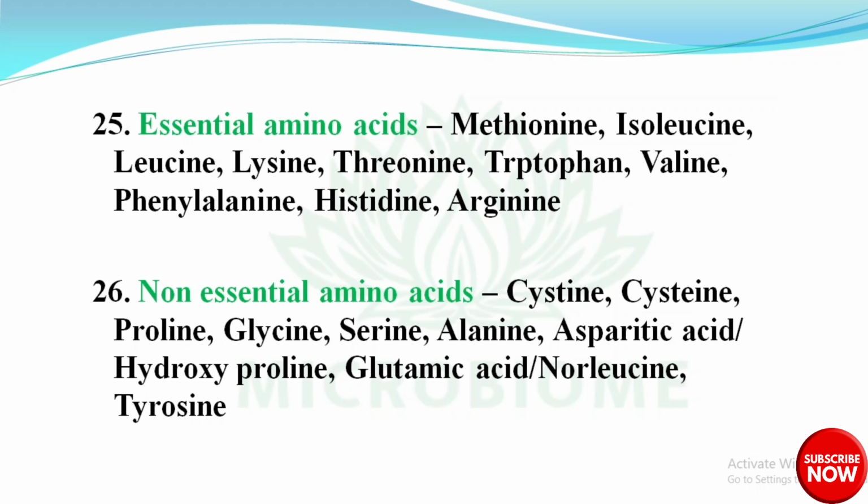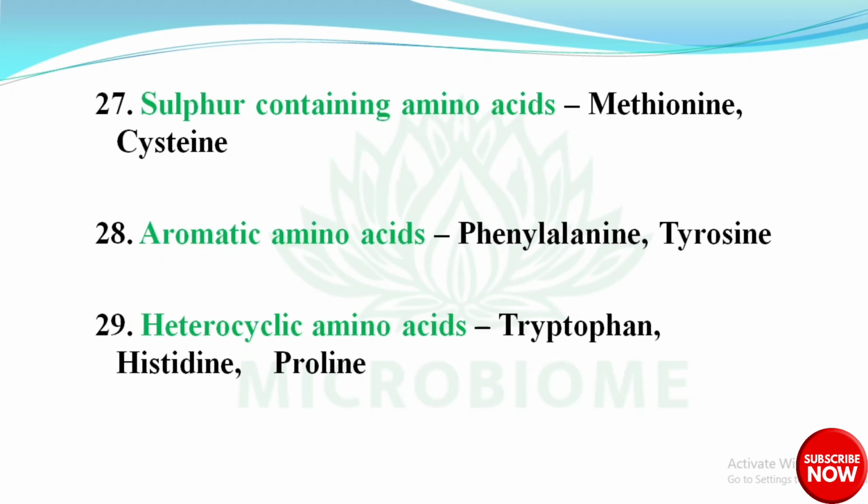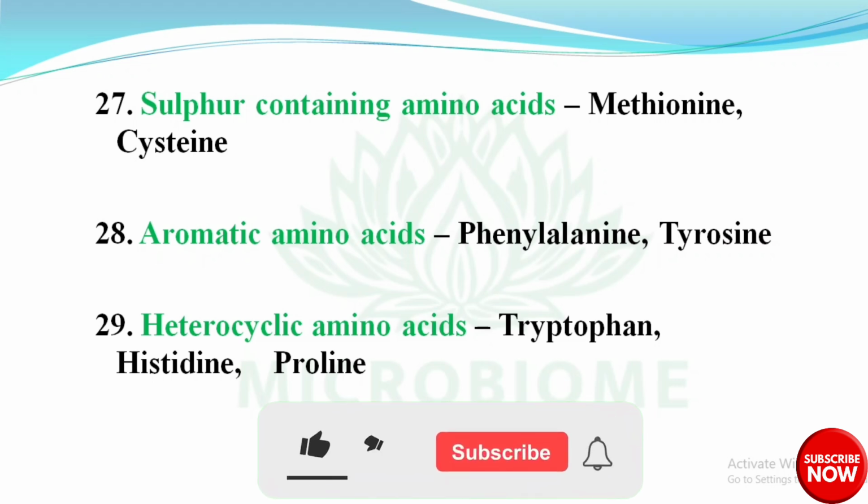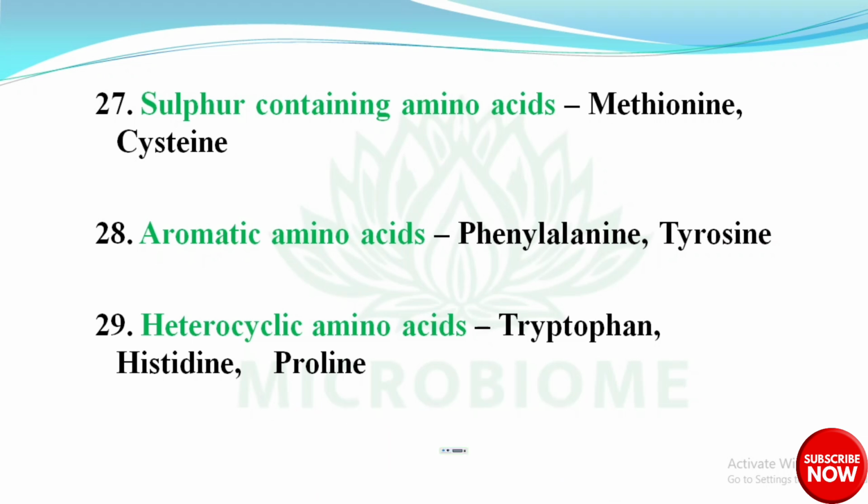And next, sulfur-containing amino acids: methionine and cysteine. Then phenylalanine and tyrosine are aromatic amino acids. Tryptophan, histidine and proline are heterocyclic amino acids.